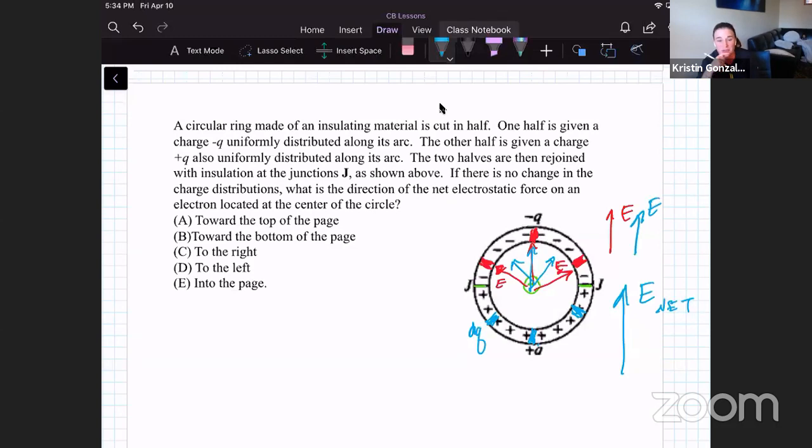So what does that have to do with the force on the electron? Well, we know that the force is related to Q times E, but positive charges, remember we said, experience forces in the same direction as the electric field, and negative charges experience forces in the opposite direction. So if the net electric field is pointed upwards, which way would the electrostatic force be? It would be downwards.